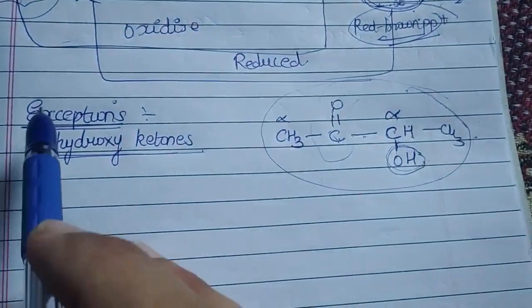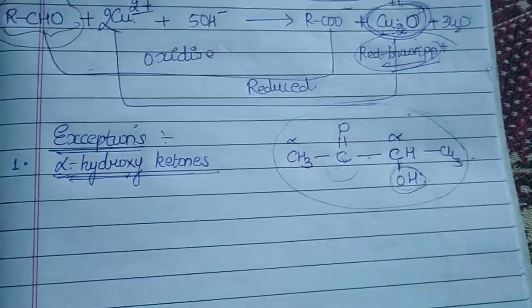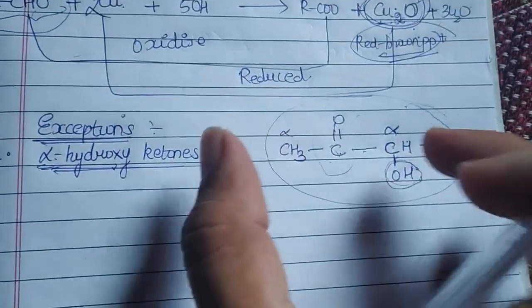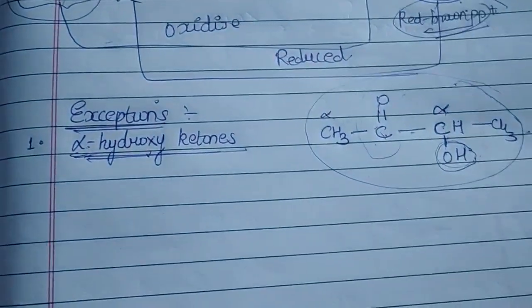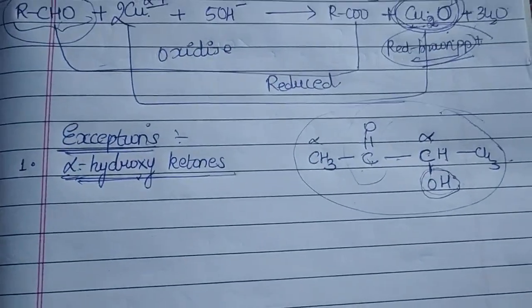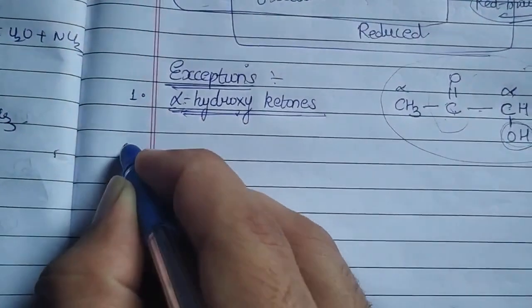But what is important is that it should have a hydroxy group in an alpha position and moreover it should be a ketone. So such ketones also give us a positive test with respect to your Tollen's reagent and your Fehling solution. I will tell you why. First let us look at the exceptions.